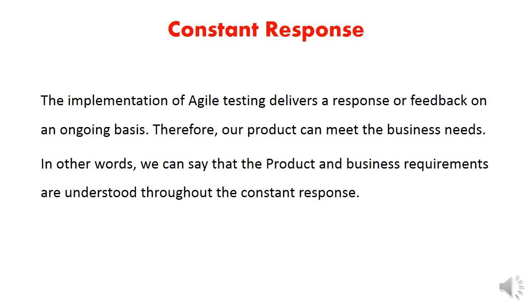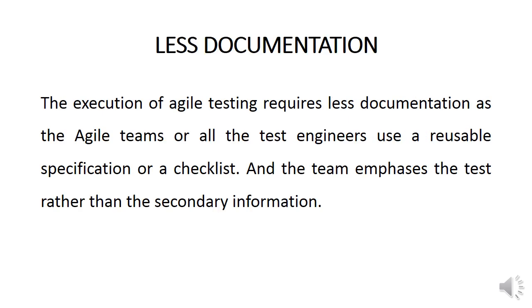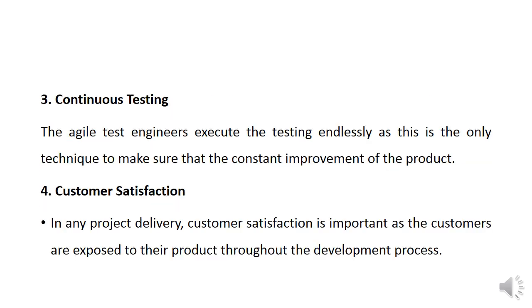In other words, we can say that the product and business requirements are understood throughout the constant response. Less documentation. If the documentation is more, people will have the frustration that they have to read the entire thing. So the execution of Agile testing requires less documentation, as Agile teams or all the test engineers use a reusable specification or a checklist, and the team emphasizes the test rather than the secondary information.